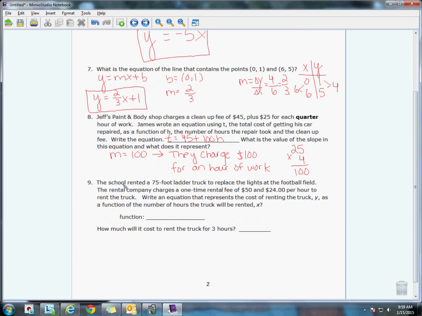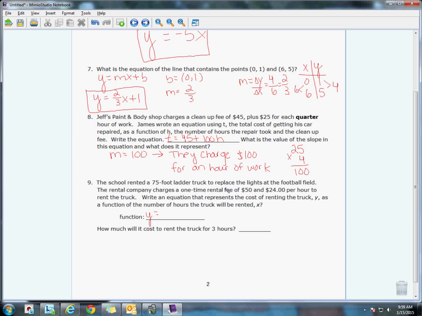Okay, number 9, the school rented a 75-foot ladder truck to replace the lights of the football field. The rental company charges a one-time rental fee of $50 and $24 per hour to rent the truck. Write an equation that represents the cost of renting the truck Y as a function of the number of hours the truck will be rented X. All right, so function, that means we're going to write our equation. We have Y equals, okay, just read the problem.